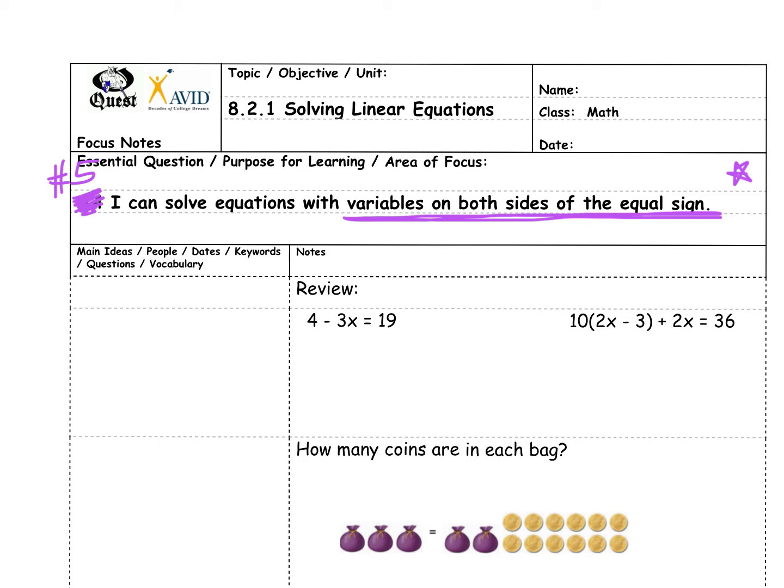Start off with this review. You guys should pause the video, complete these 2 problems on your own, and then come back and just make sure you got them right. Make sure you actually pause the video and do it.